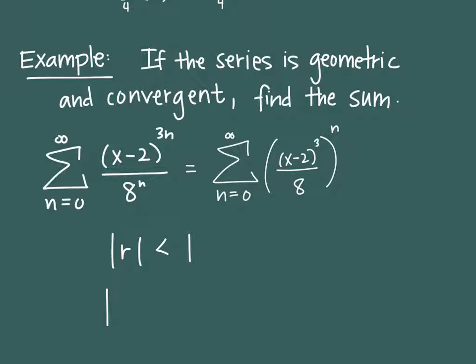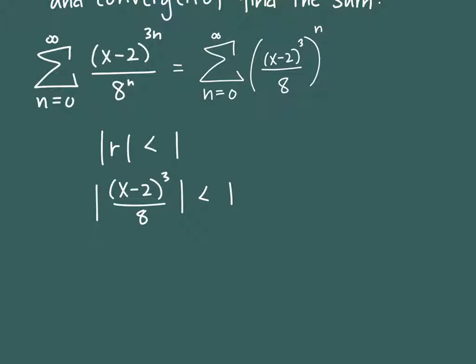All right, so our multiplier of (x minus 2) to the third over 8 must be less than 1. So multiply everything by 8. So (x minus 2) cubed must be less than 8. Take the cube root of everything. Didn't that work out nicely? x minus 2 is less than 2.